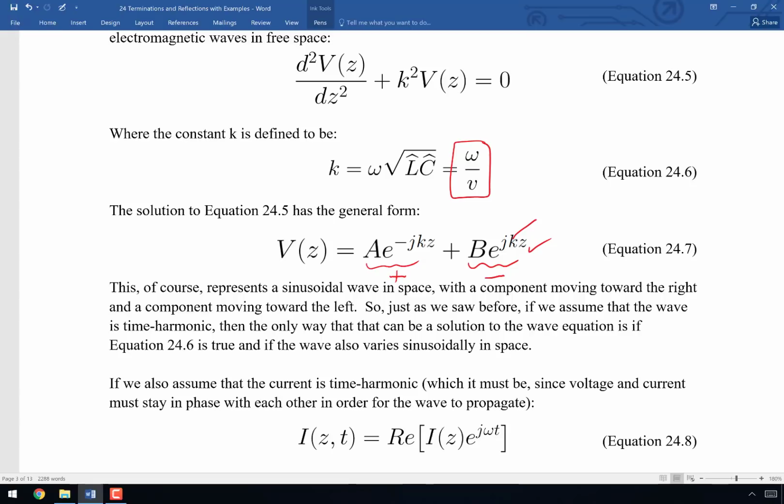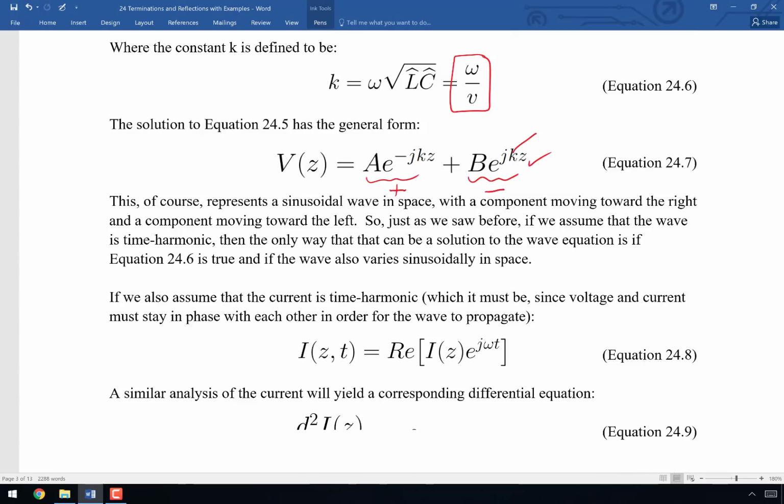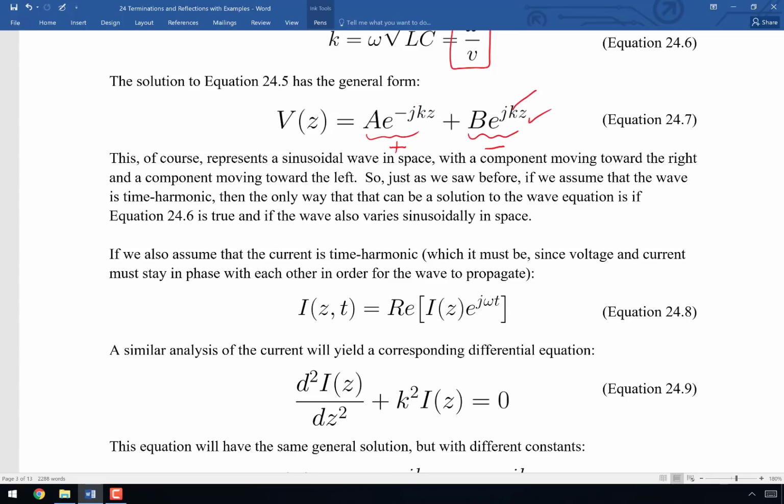Try not to belabor this, because we talked a lot about it when we first saw it in free space, but it's just as important here as it was then. Just wanted to mention that if you did the same analysis for the current, you would again separate the time component of the current into an e to the j omega t. You'd have a spatial component I of z.